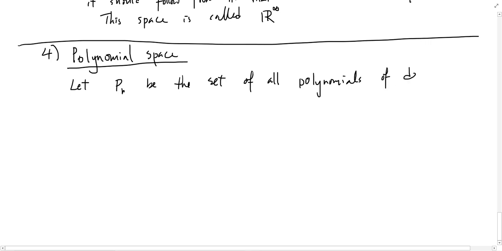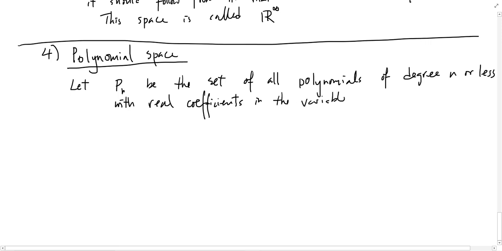Of degree n or less with real coefficients, so we don't want any complex coefficients in the variable x. And I would like to show you that this actually would form a vector space just like all the other vector spaces that we talked about before.